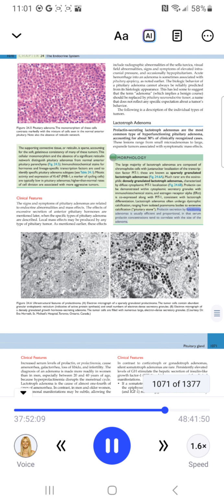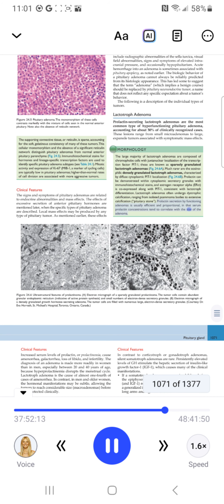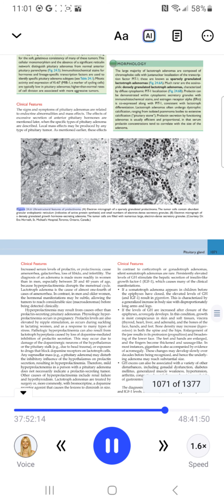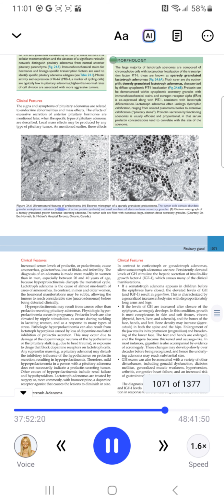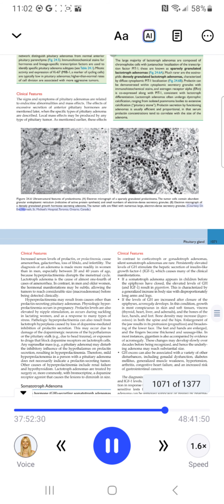Prolactin secretion by functioning adenomas is usually efficient and proportional, in that serum prolactin concentrations tend to correlate with the size of the adenoma. B. Figure 24. Ultrastructural features of prolactinoma. A. Electron micrograph of a sparsely granulated prolactinoma. The tumor cells contain abundant granular endoplasmic reticulum, indicative of active protein synthesis, and small numbers of electron-dense secretory granules. B. Electron micrograph of a densely granulated growth hormone-secreting adenoma. The tumor cells are filled with numerous large electron-dense secretory granules. Courtesy Dr. Eva Horvath, St. Michael's Hospital, Toronto, Ontario, Canada.